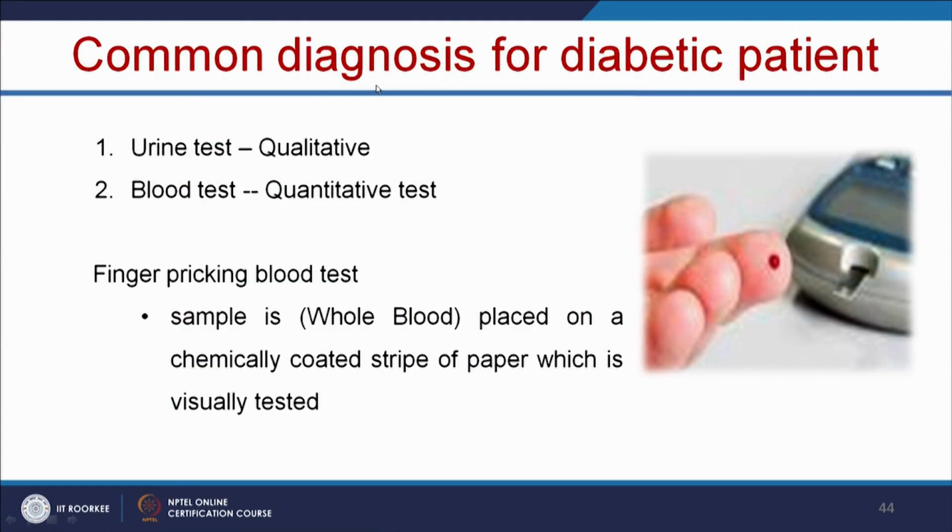The common diagnosis for a diabetic patient is a urine test or blood test. The urine test will give qualitative results, and the blood test will give you quantitative results, and this blood test can be done by the finger pricking method. Here the sample is whole blood, placed on a chemically coated strip of paper, which can be visually tested. But the major drawback is we have to prick our fingers every day to measure the glucose level. It is a painful situation for patients with diabetes.